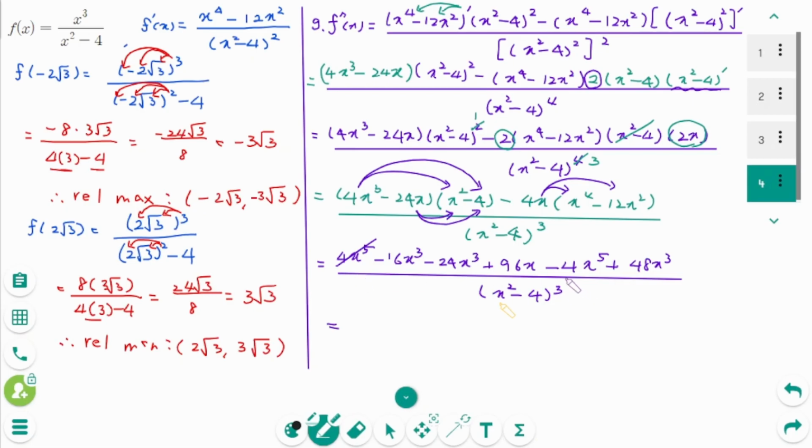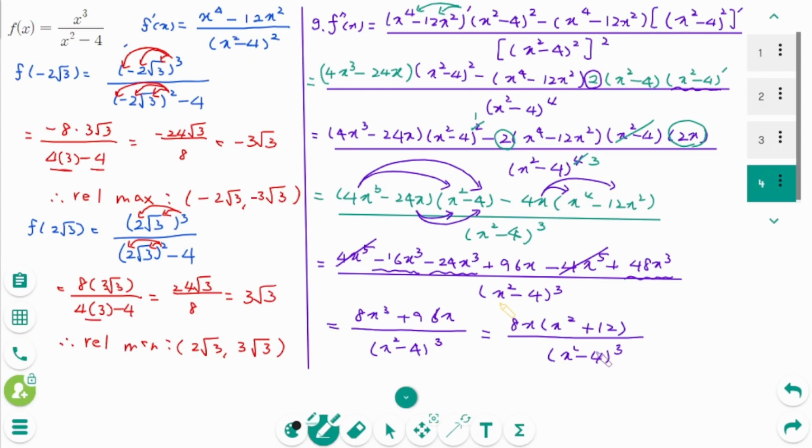4x to the power of 5 minus 4x to the power of 5 is cancelled. Minus 16x cubed minus 24x cubed plus 48x cubed. When you simplify, 8x cubed plus 96x over (x squared minus 4) cubed. Then we can factor, take out 8x, then x squared plus 12 over (x squared minus 4) cubed.